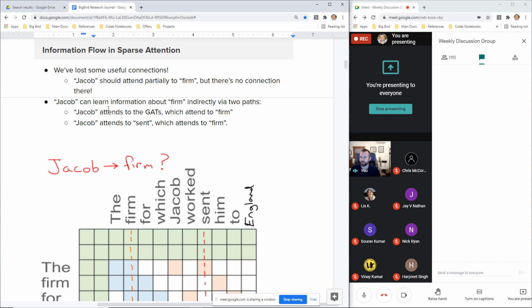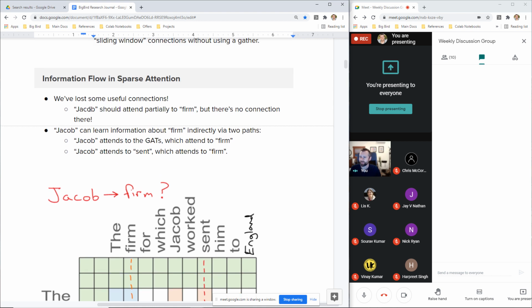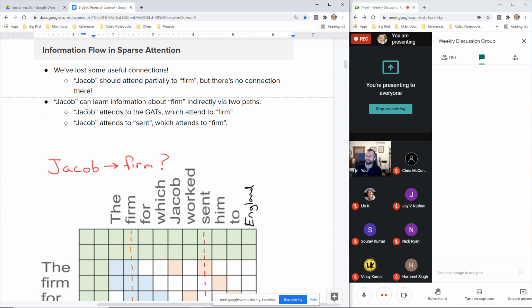But I wanted to cover how sparse attention is able to work given that we've just dropped a bunch of attention. I feel like there's a second piece to that, but that's okay, I'll just go through this. It's great that we've cut down on compute, but we've lost some useful connections.